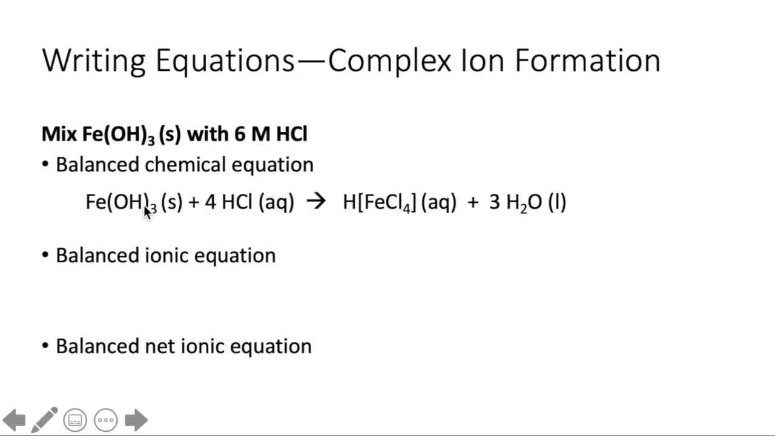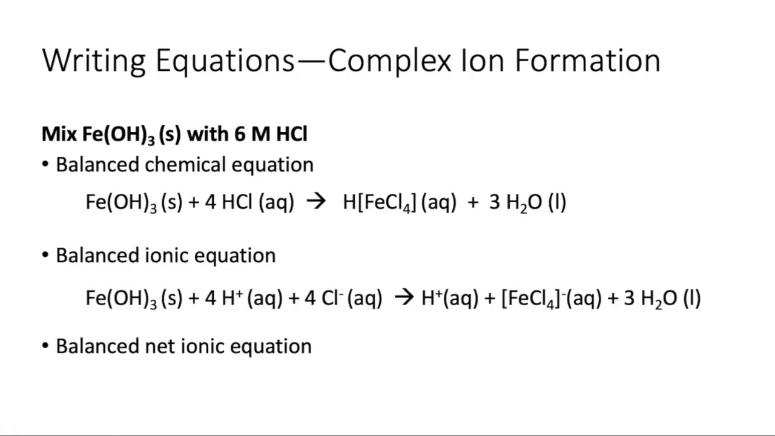We know that the hydroxides react with the H+ ions to make water. And because our FeCl4 has a negative charge, it needs one hydrogen to be the counter ion to balance out that negative charge. So that's our overall chemical equation, very similar to what you've seen for other chemical reactions that you've written. We can also write the balanced ionic equation.